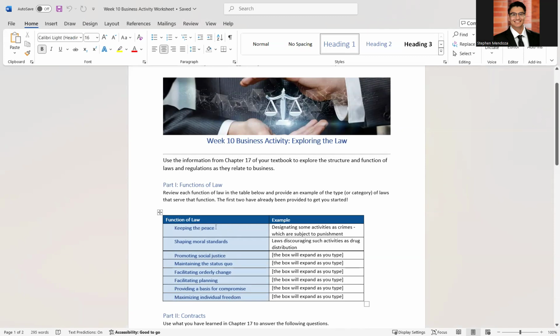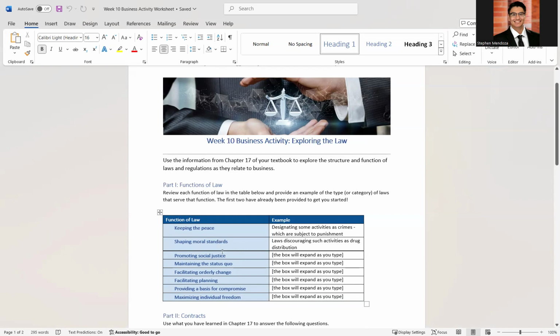So keeping the peace basically means designate some activities as crimes which are subject to punishment. There's many examples we can select from, things like assault, battery, defamation, invasion of privacy, and so forth. The textbook gives a really good set of examples, or you can also look them up online. Shaping moral standards are laws discouraging such activities as drug distribution. That's an example already given to you there.